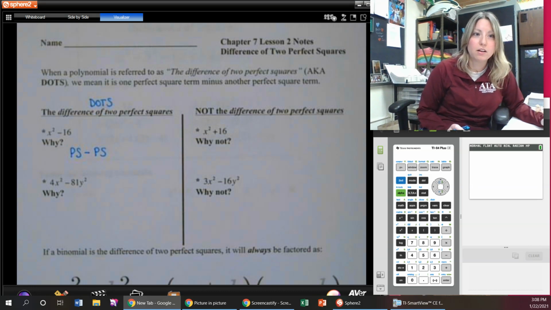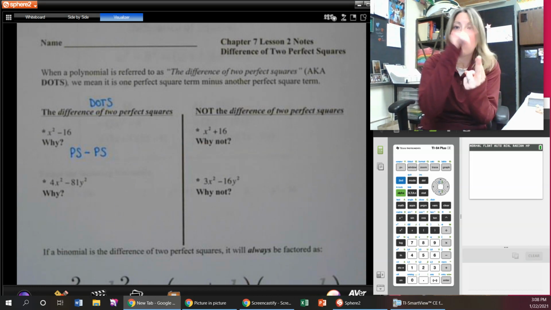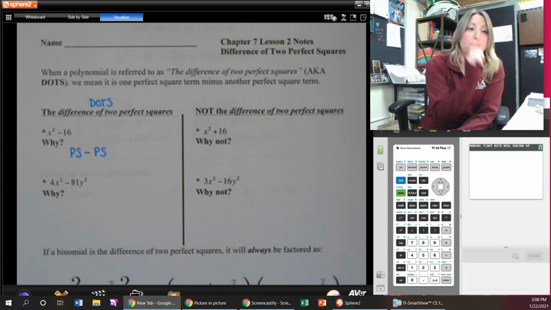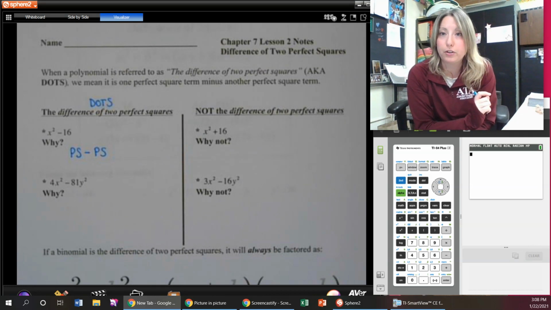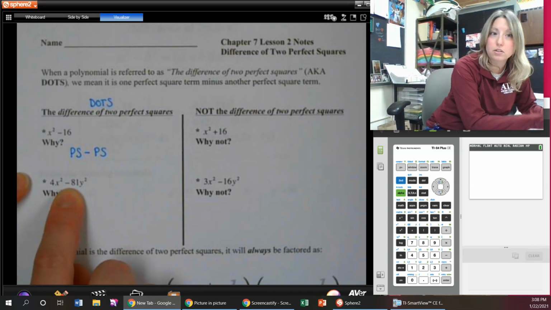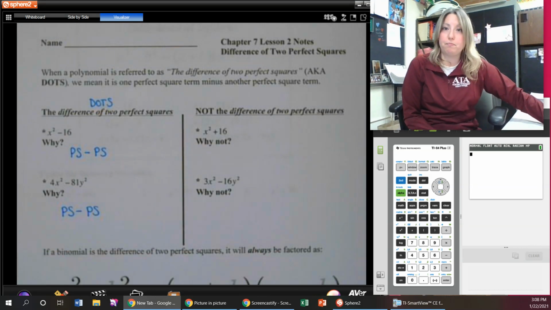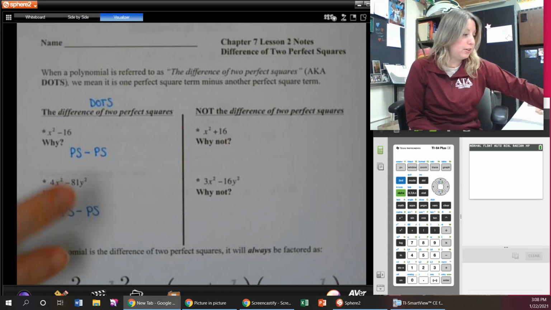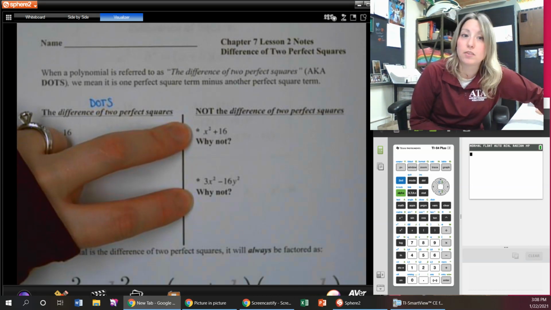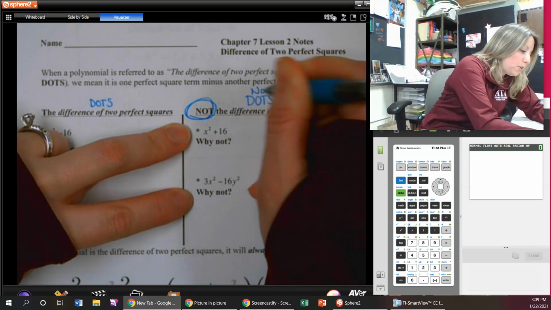Okay? 4x squared is a perfect square. 4 is a perfect square, and x squared is a perfect square. So the whole term is a perfect square term. 81y squared is a perfect square because 81 is a perfect square and y squared is a perfect square. The whole term is a perfect square, and I'm subtracting those two terms. This is, again, DOTS. Perfect square minus perfect square. Okay? These are factorable. These are not, because these are not DOTS. Okay? No DOTS over here.